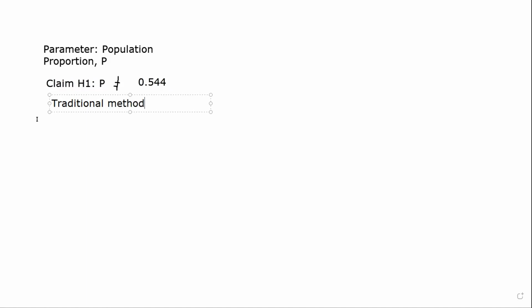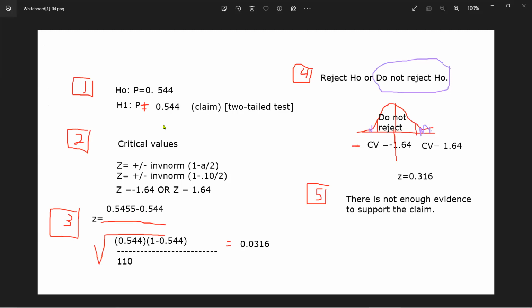And then you go into your 5 steps after that. Remember, there is no flow chart for proportions, because we only have one test that we do for that, okay? So no need for a flow chart here. Once you get past step 1, we need to find the critical values, okay?